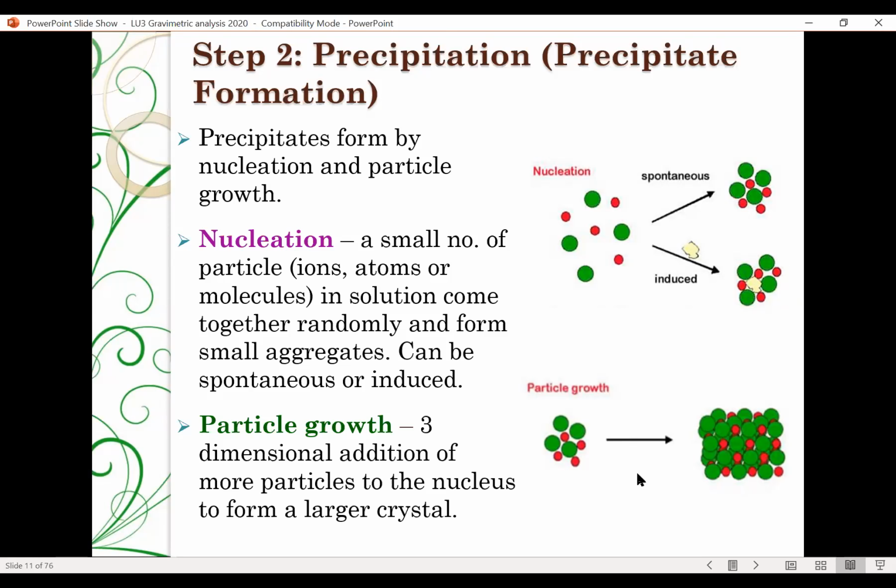Which one do we want? Nucleation or particle growth? In the previous slides, we were talking about so much about we want the precipitates to contain a large crystal. So which one do we want more? We want the particle growth. Okay.